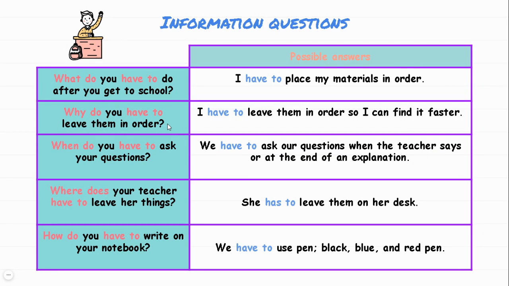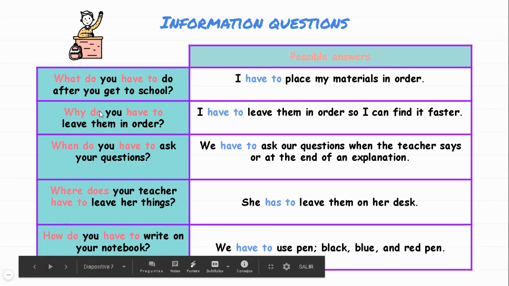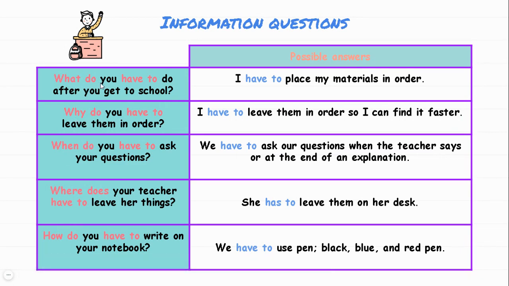When do you have to ask your questions? We have to ask our questions when the teacher says or at the end of an explanation. Where does your teacher have to leave her things? She has to leave them on her desk. How do you have to write on your notebook? We have to use pen, black, blue, and red, right? So in what way you have to write on your notebook? So how do, how does, when do, why do, and what do. Okay, and then you have to, she has to, etc.